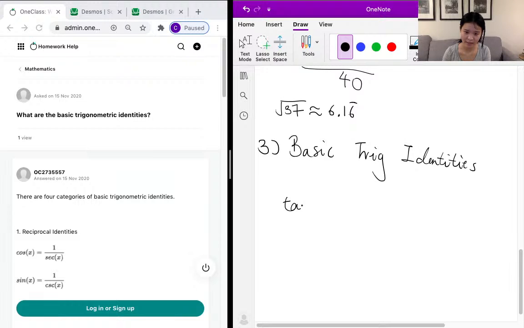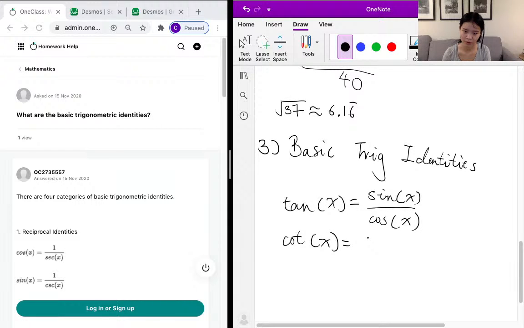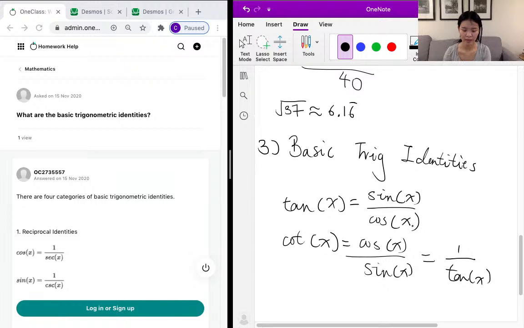So we know the tan of theta, or tan of x, is equal to sine of theta over cos of theta. And the cotangent of x is equal to cos of x over sine of x, which is also equal to 1 over tan of x. So this is kind of the most basic trig identities.